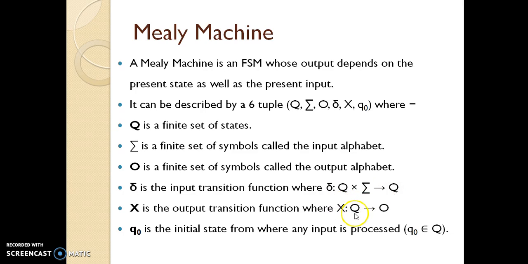X is the output transition function where Q tends to O, the output states, and Q0 is the initial state from where any input is processed, and Q0 belongs to the finite set of states Q.